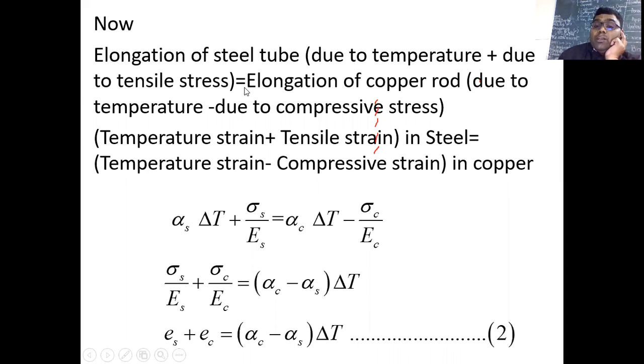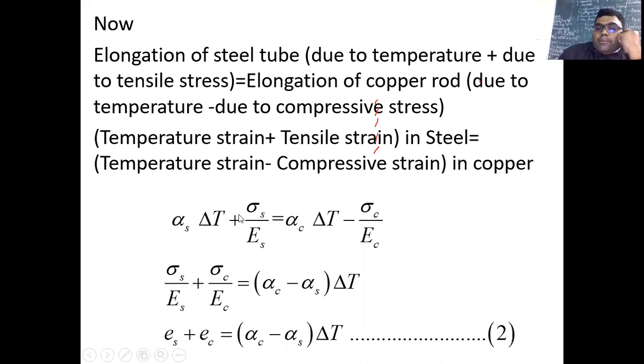So one is thermal, and there is a tensile, equal to the elongation of the copper rod due to the temperature, and because it's compression, the minus sign will come here, minus due to the compressive stress. So one is the plus, another is the minus. Always the compressive stress is represented with a minus sign. So temperature strain plus tensile strain in steel equals the temperature strain minus compressive strain in the copper.